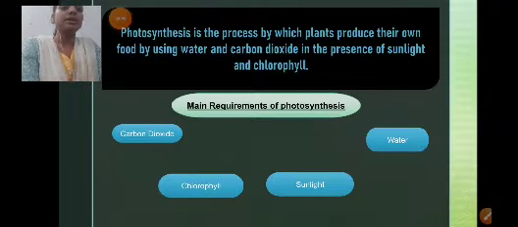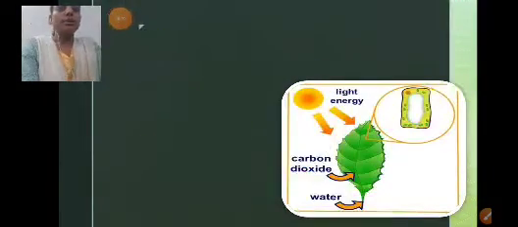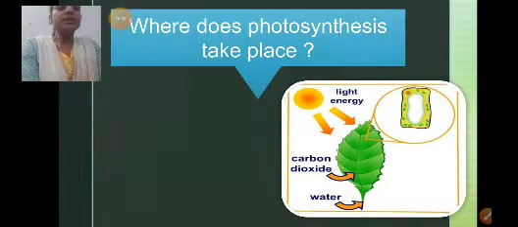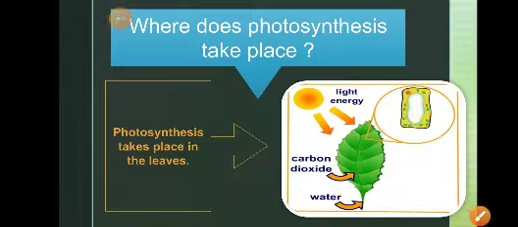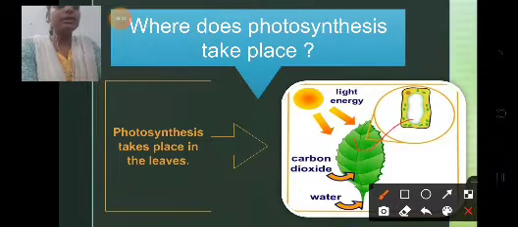For photosynthesis to take place successfully. Now, where does photosynthesis occur in plants? Which is that particular part in which photosynthesis can take place? So students, photosynthesis can take place in leaves.